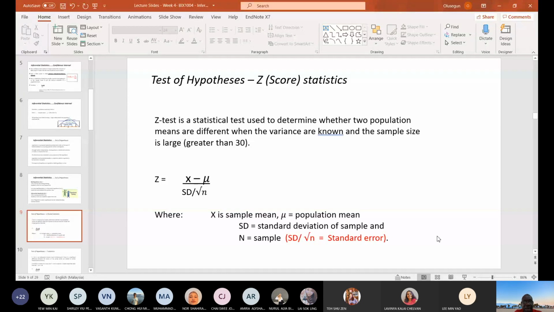I hope I am still audible. Is that understood? So, do we understand the way we express hypotheses?